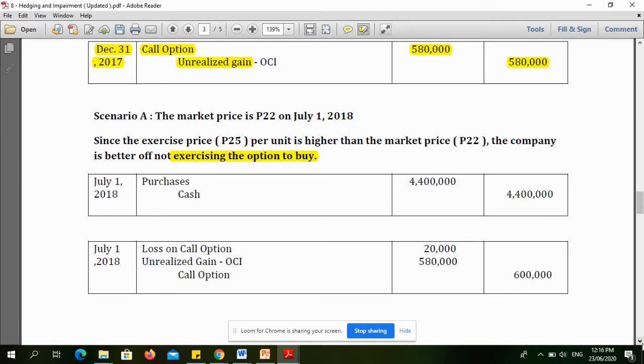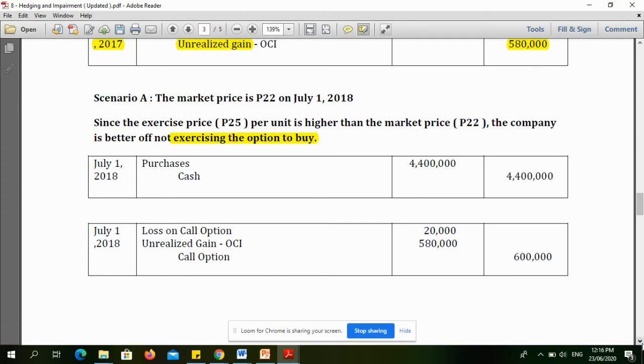Let's go to the second part. Diba nung December 31, 2017, nag-recognize tayo ng unrealized gain. So, ang gagawin natin is we close that account. We close the unrealized gain account. We also close the call option account.